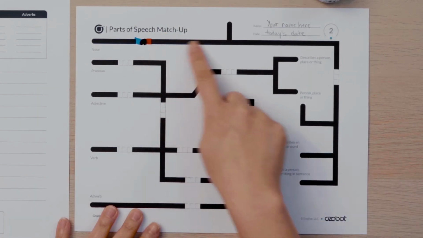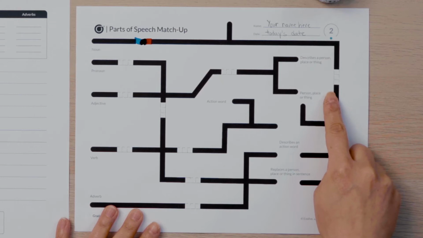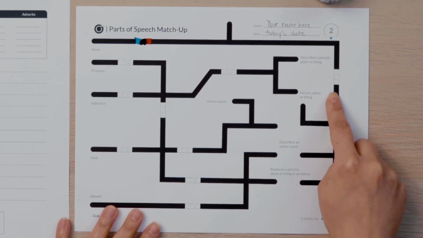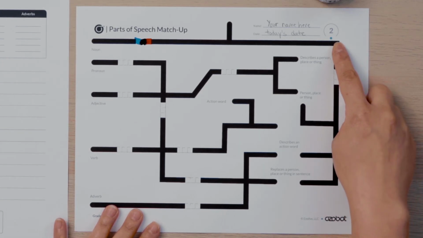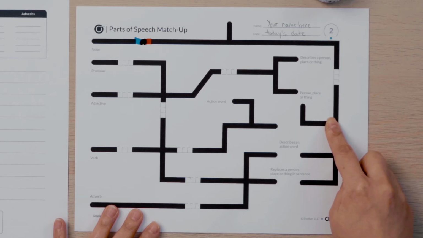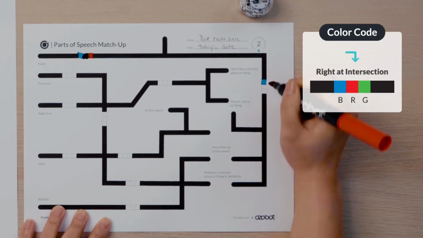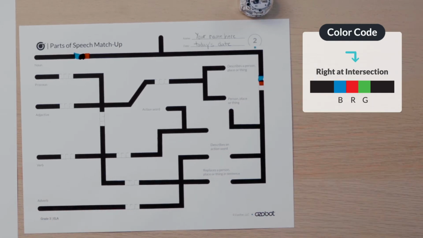Continue on the line, and there is another code blank for direction at intersection. What direction do you want your bot to go? If you said left, look again. Remember, your bot will be traveling from the top of the page towards the intersection. Turn your page if you need to. Your bot needs to go right to get to person, place, or thing. The right at intersection code is blue, red, green.